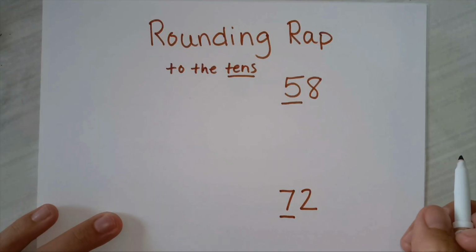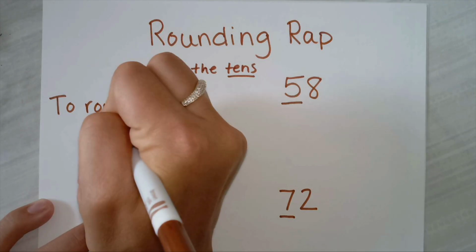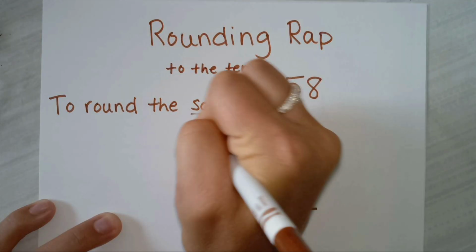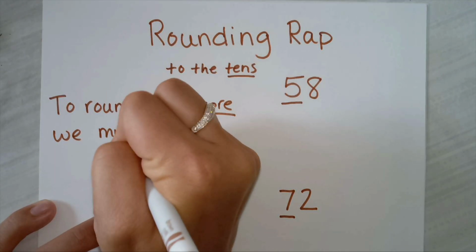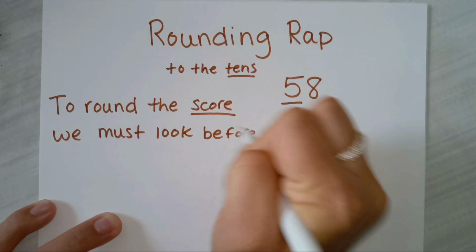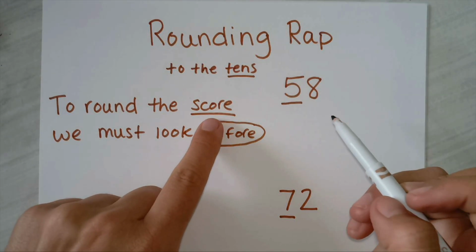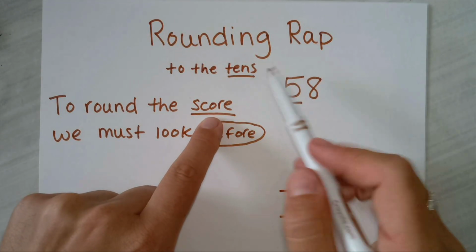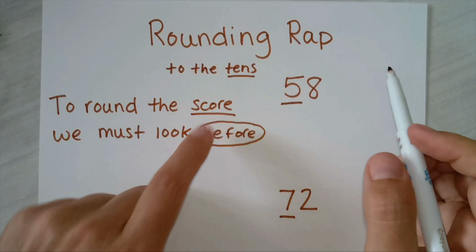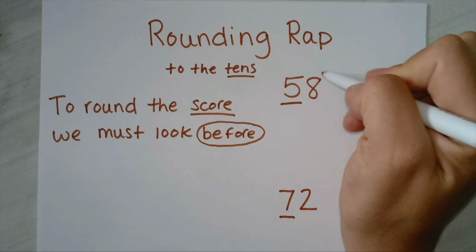The first step in our song is to round the score. We must look before. All right, so as you can see, score is underlined because if we're looking to round to the tens place, our score should start at the tens place. So to round this score, we must look before, and the ones place. I'm going to go ahead and circle it.